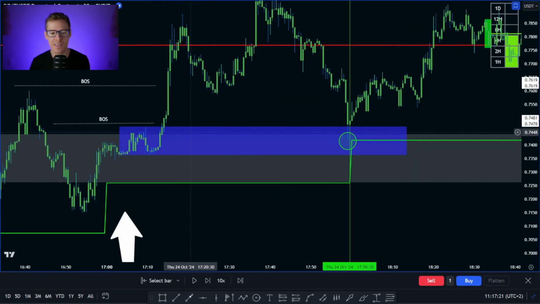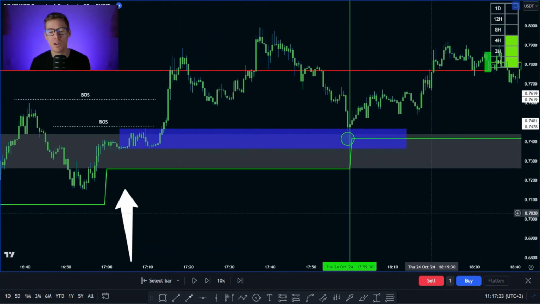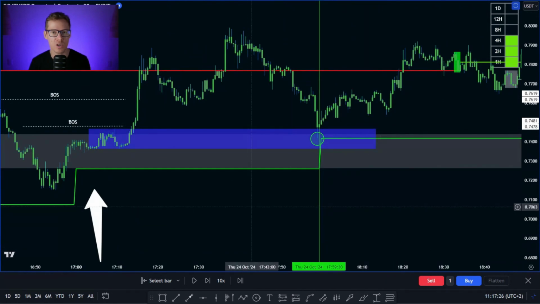I must admit, I did enter a little bit early because there were so many other confluences lining up. I knew that this demand zone was a prime location for price to retrace, and I also knew it was the golden pocket region using my Fibonacci. And it was underneath the value line, and Imbalance X was showing us that the bias was bullish, showing you how you can apply these principles to get successful results.